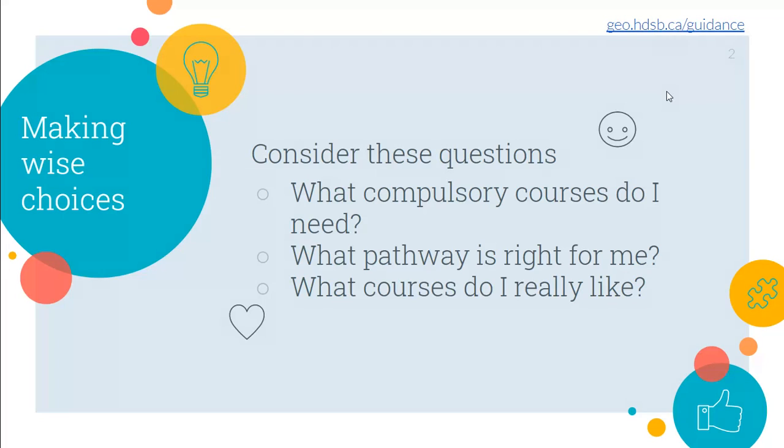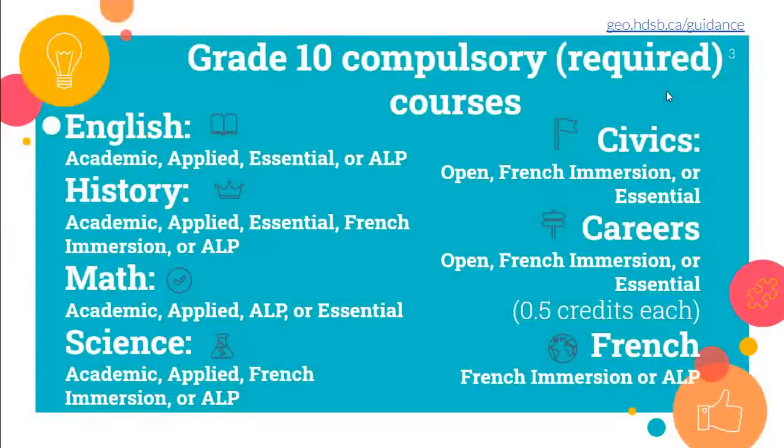Is it academic, applied, locally developed courses, open courses? What pathway is really suited for your individual needs? And then for the third thing, what courses do I really like, which will be effectively your elective courses. You get more elective options in grade 10 in comparison to grade 9.